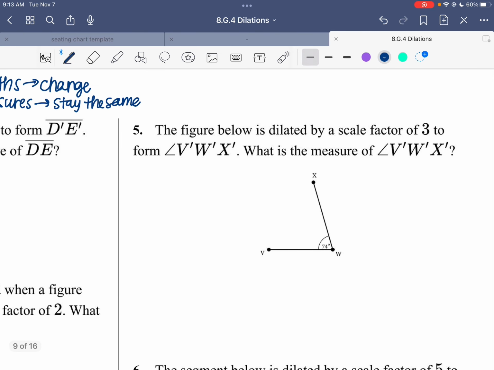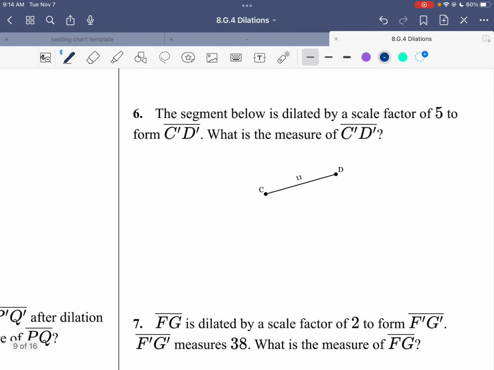Number 5, it says the figure is dilated by a scale factor of 3. What is the measure of angle V prime, W prime, X prime? So our original angle, our pre-image, is 74 degrees. So after a dilation, the angle measure is also going to be 74 degrees because angle measures do not change with dilations.